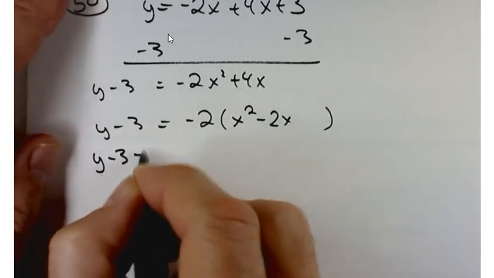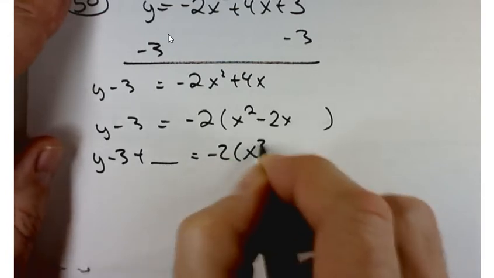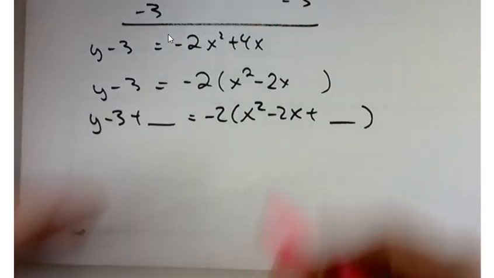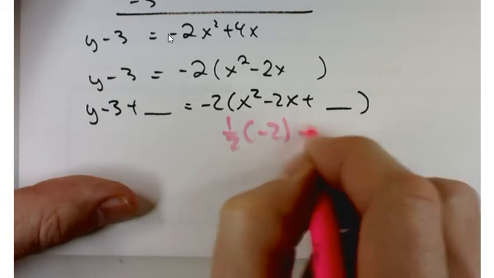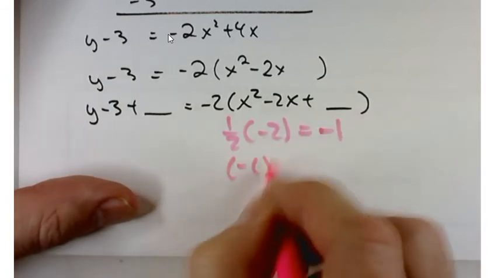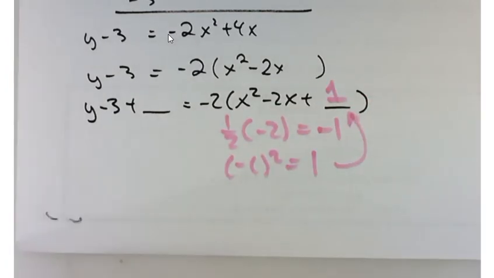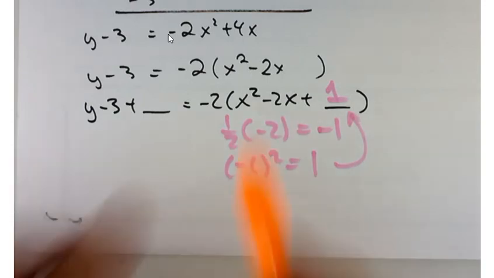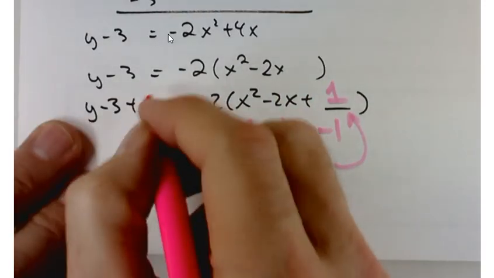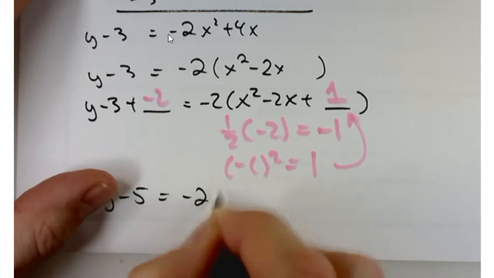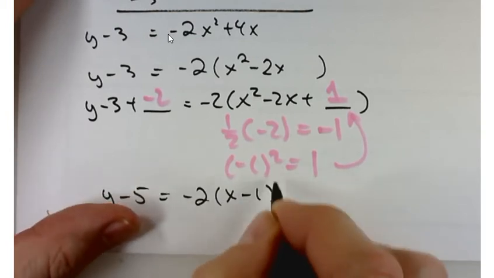So y minus 3 plus something equals negative 2 x squared minus 2x, again, plus something. And let me kind of stay consistent here. We're going to take half of that middle number. Half of that middle number is negative 1. Negative 1 squared is 1. So I'm going to put a 1 up here. What does that mean I put over here on the left-hand side? Negative 2. And that comes from negative 2 times 1 is negative 2. So the left-hand side is y minus 5. The right-hand side is x minus 1 squared.